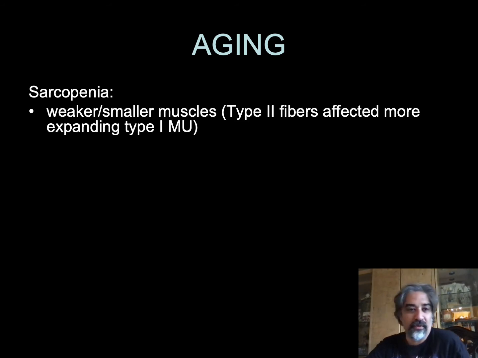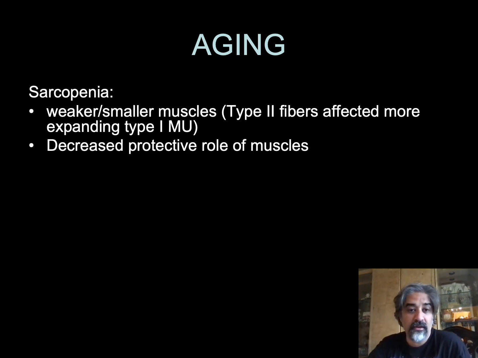So in the context of osteoporosis, I think it's important to talk about what happens with aging. Sarcopenia is one component. That's basically weaker and smaller muscles. You lose type 2 fibers, and then you get more type 1 in comparison to the type 2. You get a decreased protective role of the muscles as a result.